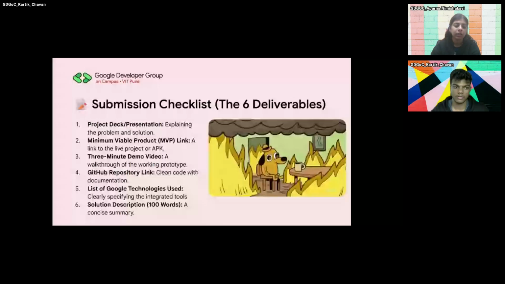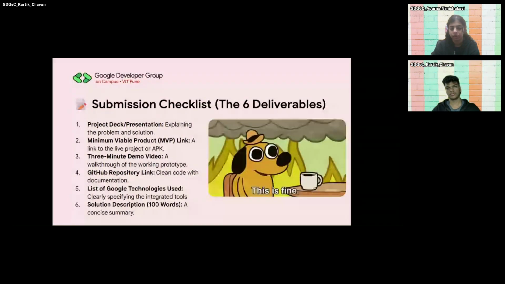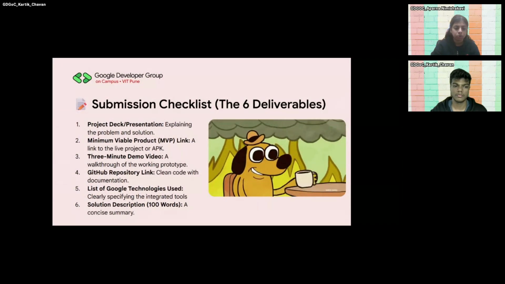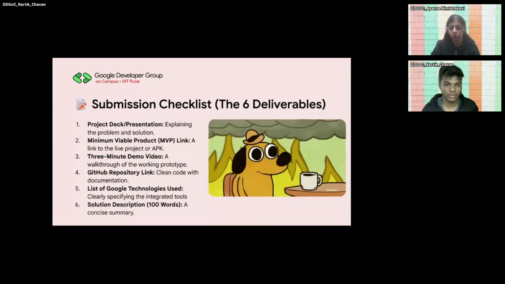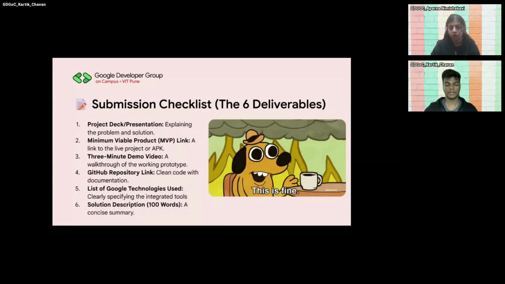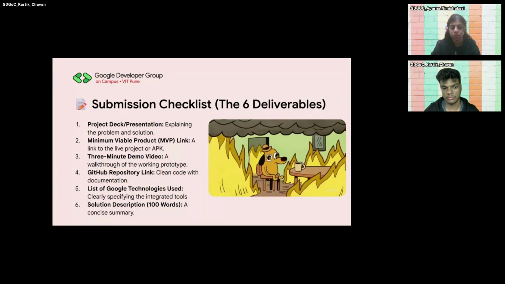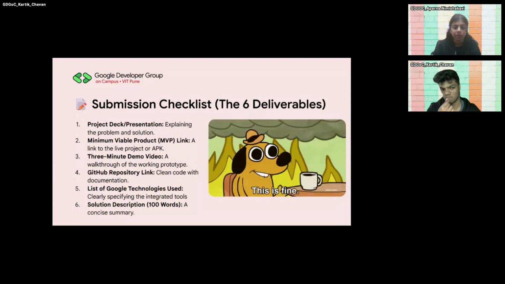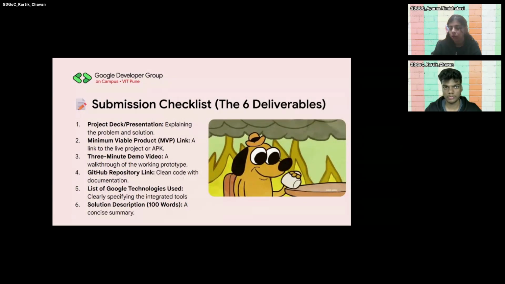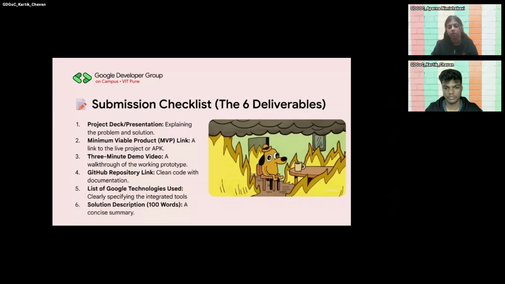Then a 3-minute demo video. So up to 3 minutes is how long your demo video can be. That is the maximum time limit. And it should be a walkthrough through the working prototype. Please remember, you do not have to explain the code or any major technical details. You have to walk us through the project, how it is working, and what are the different USPs that are being covered in it. You also have to highlight in this demo video what your Google technology is that you've used.